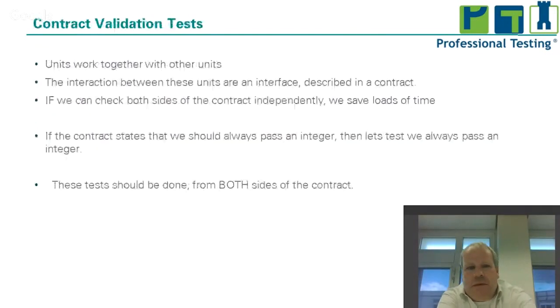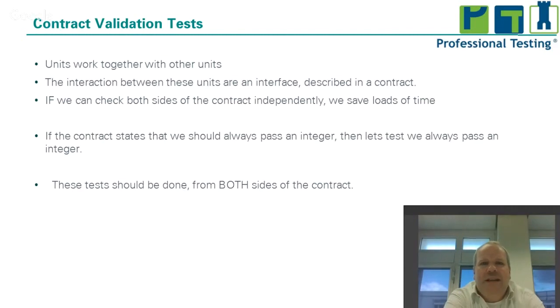So what do we see with contracts? Well, a contract, and there are contract validation tests as well, is something that describes what a function should do. So if we have two units working together, then the interaction between these units is an interface described in a contract. If we can check both sides of this contract independently, we save loads of time.